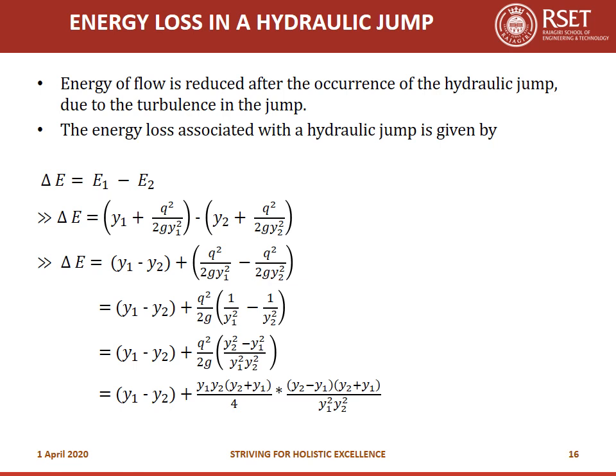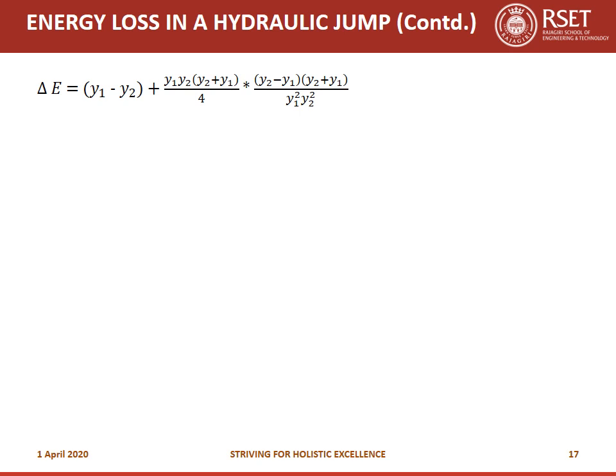So I'm substituting Q squared by 2g as y1 y2 into y2 plus y1 divided by 4, into y2 squared minus y1 squared. I've split it up as y2 minus y1 into y2 plus y1, divided by y1 squared y2 squared. Now I'm going to simplify this. For delta E, I'm going to take y2 minus y1 common outside. So inside the brackets I will get minus 1 plus y2 plus y1 the whole squared divided by 4 y1 y2, after cancelling out all the common terms.